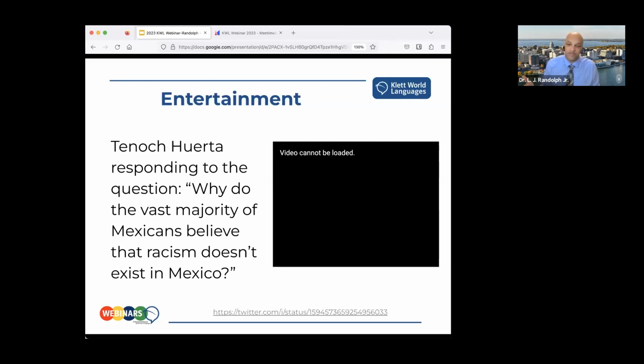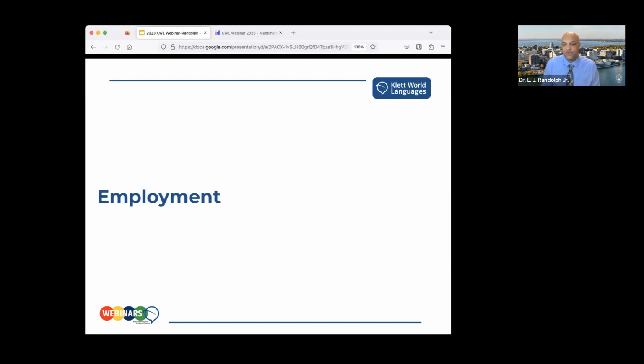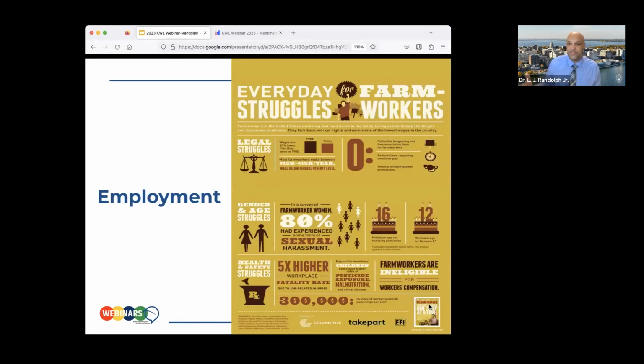If they're a little bit more advanced, students might describe a time when someone misunderstood something about them or their own identity. If you teach about employment, if that's a theme that you address, you can link it to an infographic about the everyday struggles of farm workers. And the thing about infographics, again, lots of numbers, lots of very small chunks of language. Students can easily understand that.